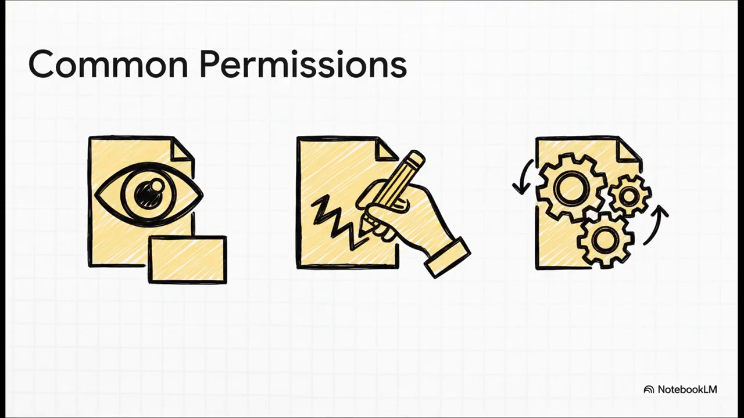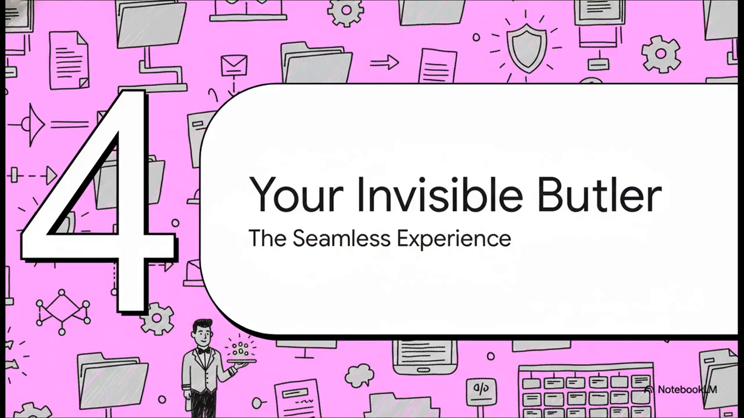It usually comes down to 3 basic permissions. Read lets you open the file and see what's inside. Write lets you actually change the contents. And execute is a special one. It means this file isn't a document to be read, but a program or a tool that you have permission to run.